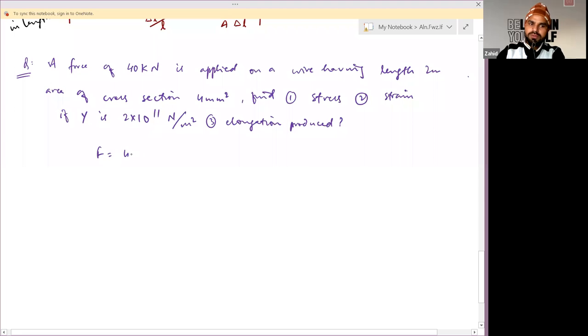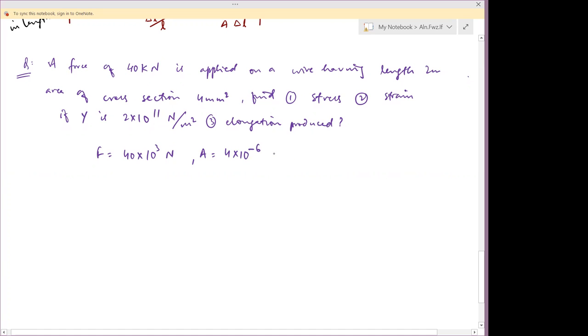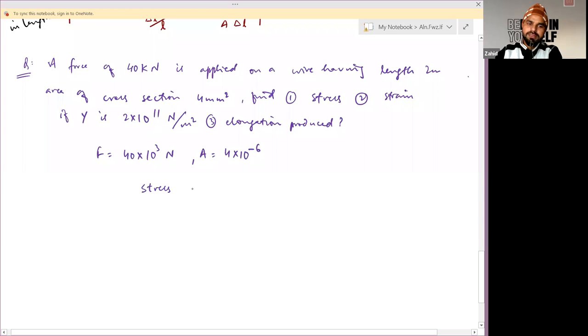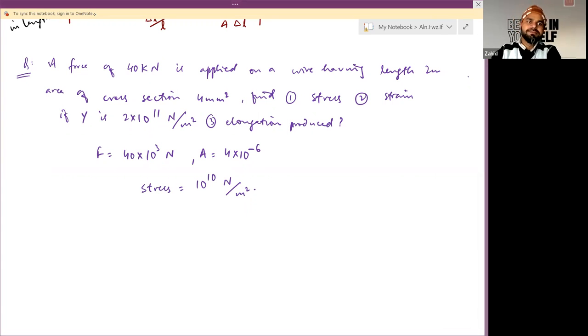We have force equals to 40 kilonewton. So for kilo, just multiply 10 to the power 3. And area of cross section is 4 mm square. So if you convert it into meter square, it will be 10 to the power minus 6. Okay. Yes, sir, I haven't multiplied the force by 10 raised to the power 3. So stress will be equals to 10 to the power plus 10 Newton per meter squared. Okay, try to solve the other two parts. Yes, sir, fine.